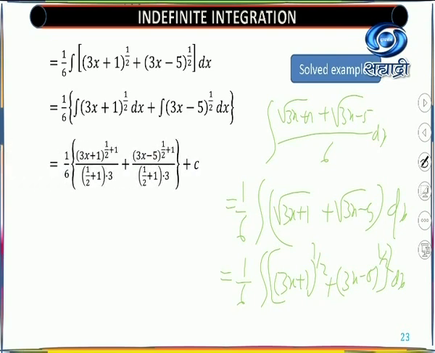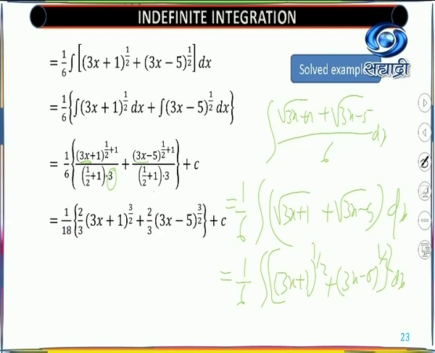Okay, here is the problem now. You got here 1 upon 6 and 3x, and here you are using your formula. But what about this 3? That I will discuss now. So 1 upon 6 times (3x plus 1) raised to half plus 1, upon half plus 1. As usual, the coefficient of x goes in the denominator, and you will get the coefficient of x here also in the denominator. So you get 1/6 of (3x plus 1) raised to half plus 1 upon half plus 1 into 3, plus (3x minus 5) raised to half plus 1 upon half plus 1 into 3, plus the constant of integration.